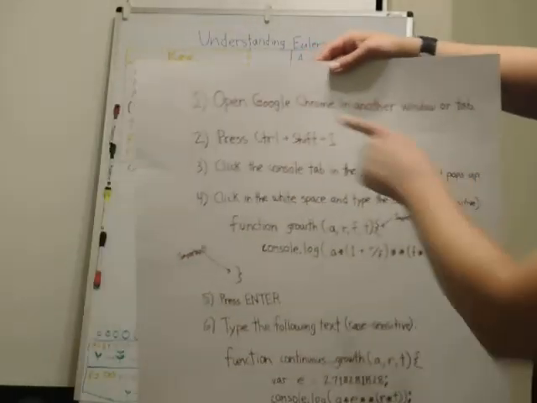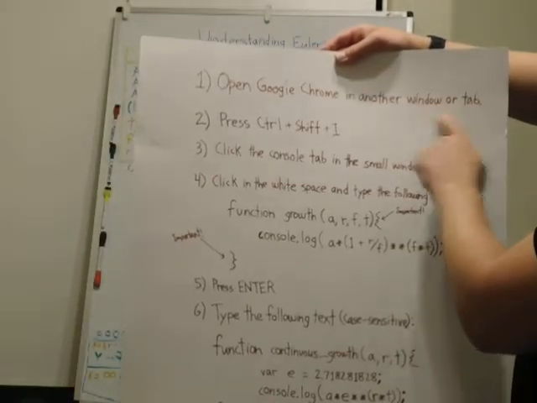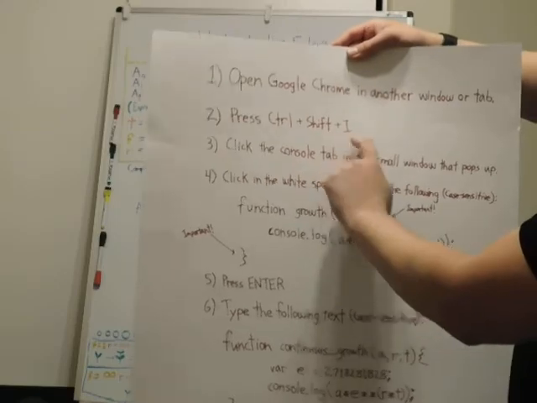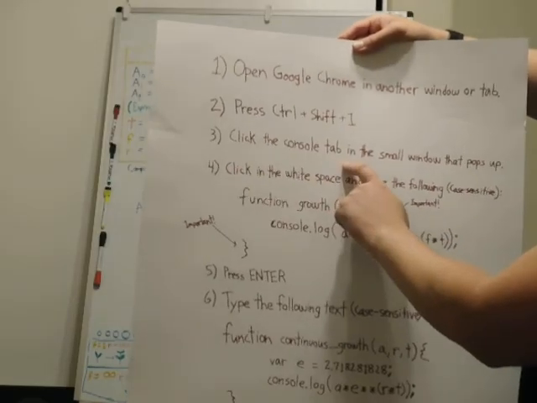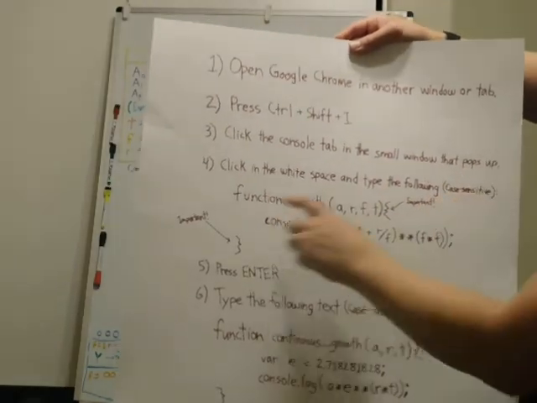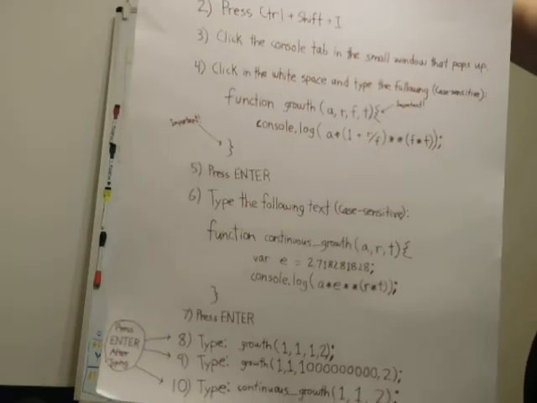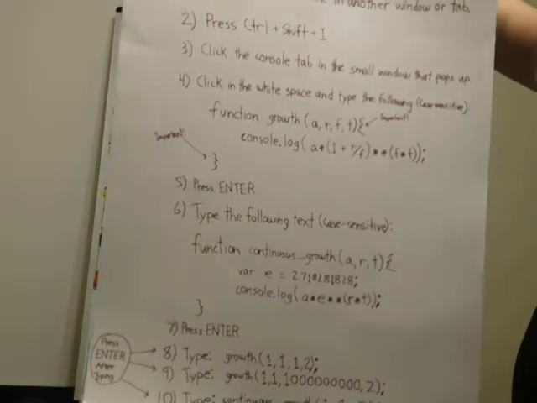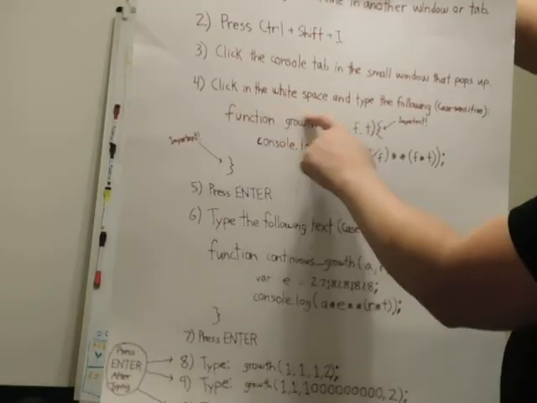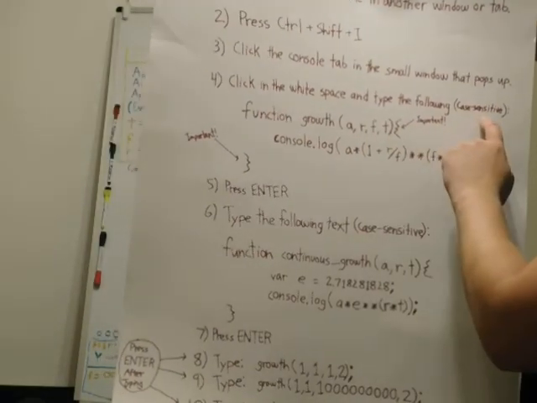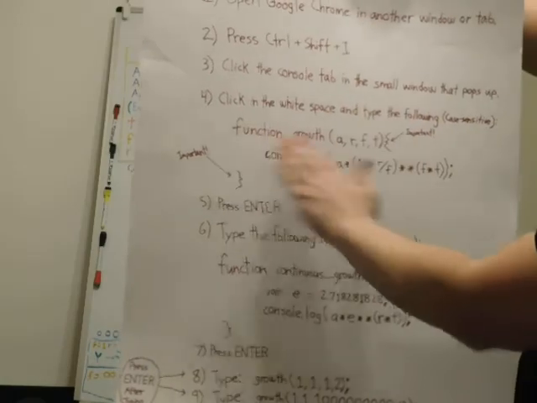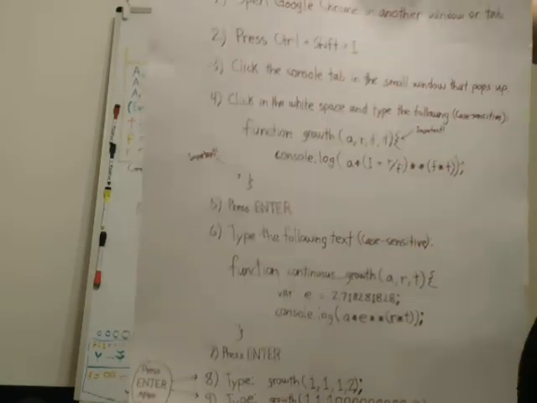To do that, you open up Google Chrome in another window, press Control-Shift-I, and click the Console tab in the small window that pops up. If I don't finish this, just look at what I have here, pause it, and type this in if you want. Click in the white space and type the following. It's case sensitive, so you have to type it in exactly as I have it here.